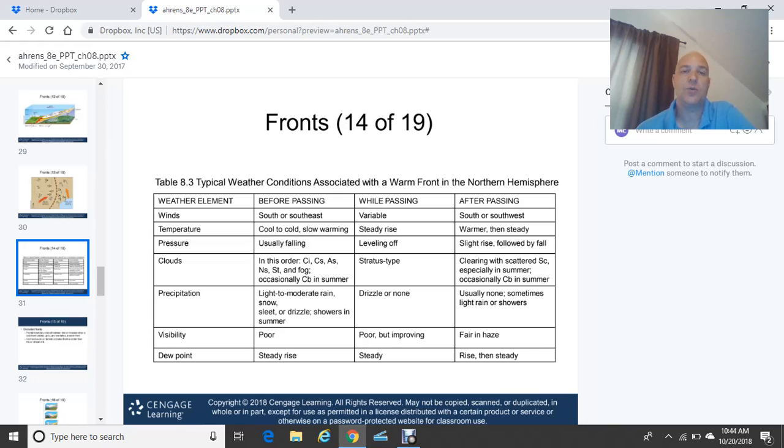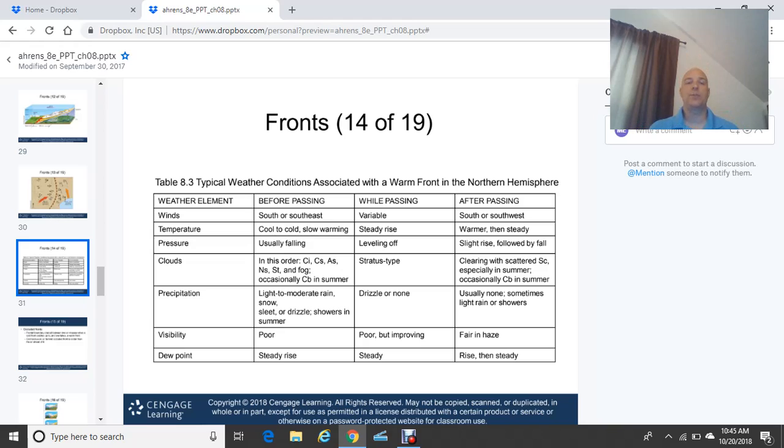Precipitation is more continuous with warm fronts. Light to moderate rain, snow, sleet, or drizzle. You may get more showery precip in the summertime just due to the nature of how hot the ground is heated. While passing through, warm fronts have drizzle or no precipitation, and then after passage, there's usually none. No precipitation.